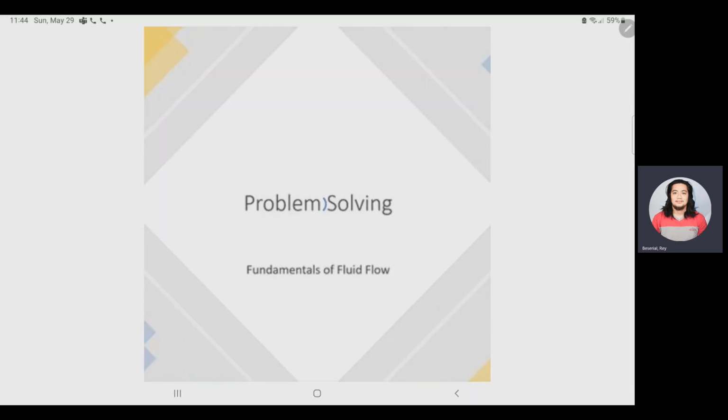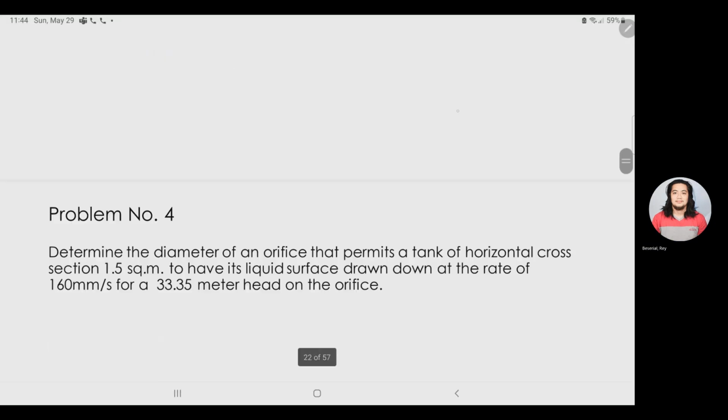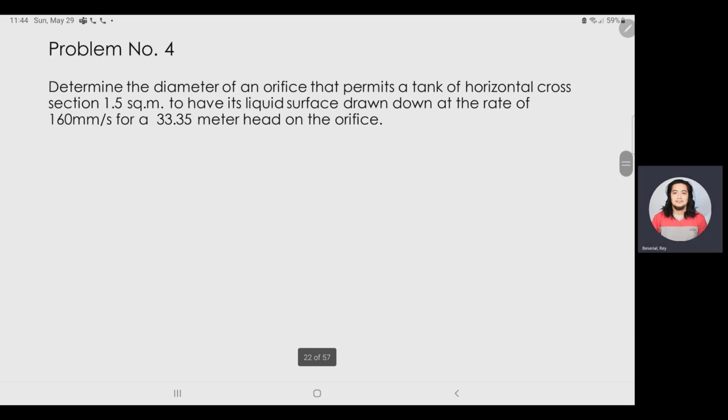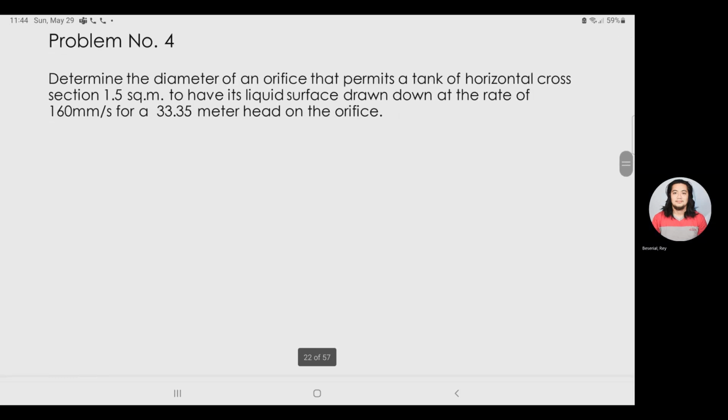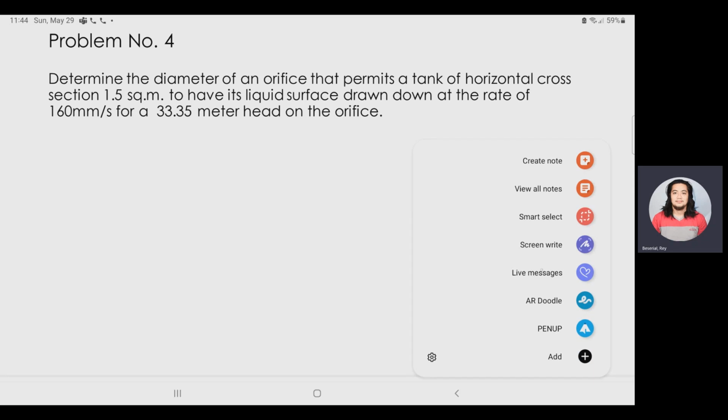Problem number 4. So problem number 4, determine the diameter of orifice.